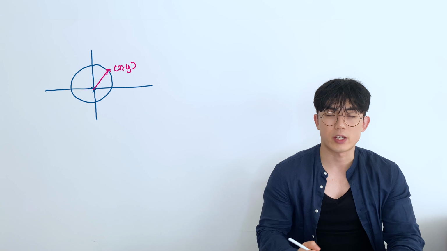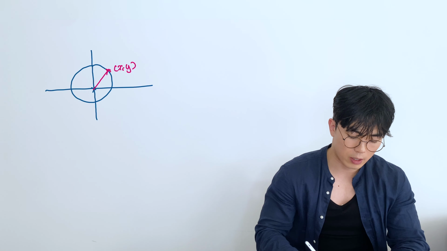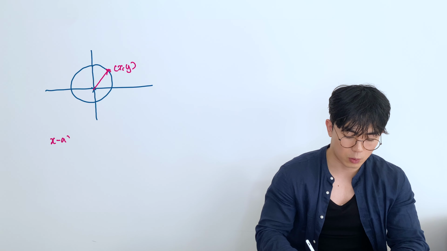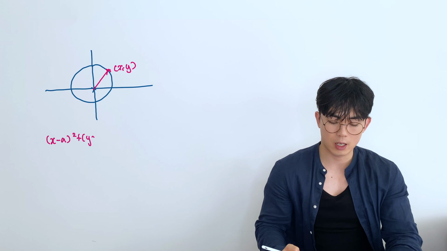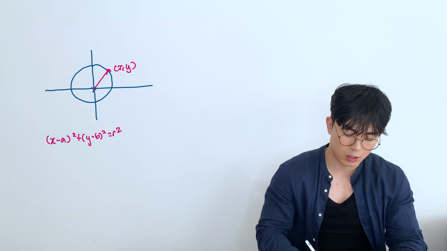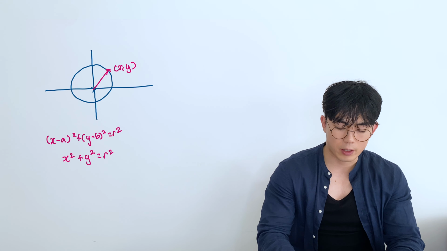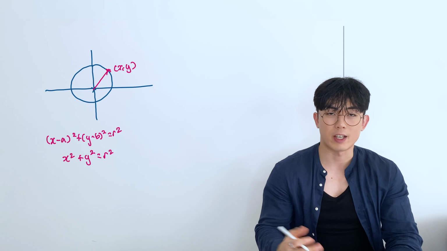So the first circle equation we learned is that the general equation is x minus a squared plus y minus b squared is equal to r squared, right? But if the center is at the origin, then a and b are 0, 0. So this simplifies to x squared plus y squared is equal to r squared. Right, so for the radius, I'm going to say the length of this is just 1, okay? Give the radius as 1.